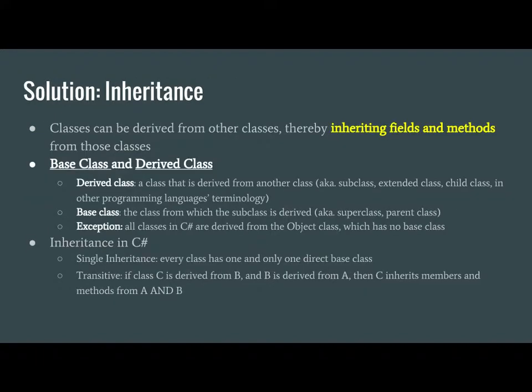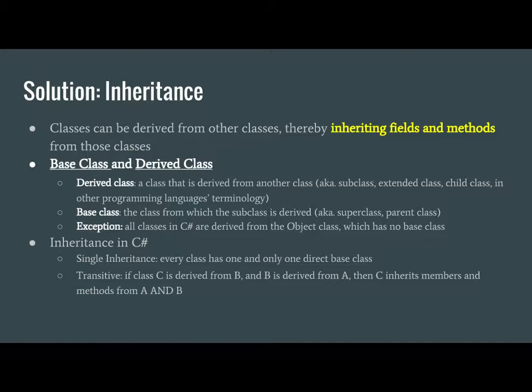So in inheritance, we need two classes. The first class is called the base class. The base class is where you start from, where you inherit from. In our case, the base class will be the animal class. The base class is also called superclass or parent class in some programming languages. And then we have a derived class. A derived class is a class that we get after the inheritance. It is also called a subclass, extended class, or child class in other terminologies.